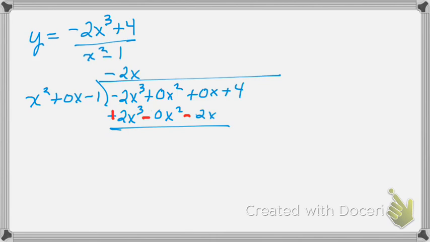So if I change my signs now, these go away, and I'm left with negative 2x, bring down the plus 4. Is there anything that when multiplied by x squared will give me this? No. So I would just put a plus 0, and that's my remainder, and you get to ignore remainders in this problem.